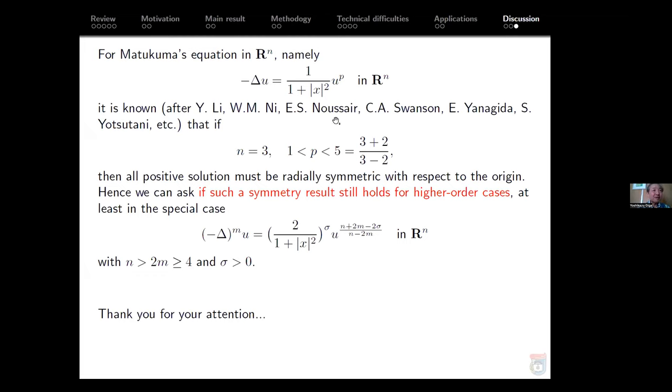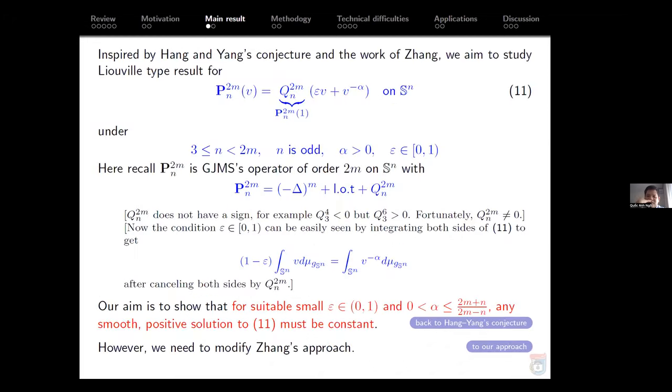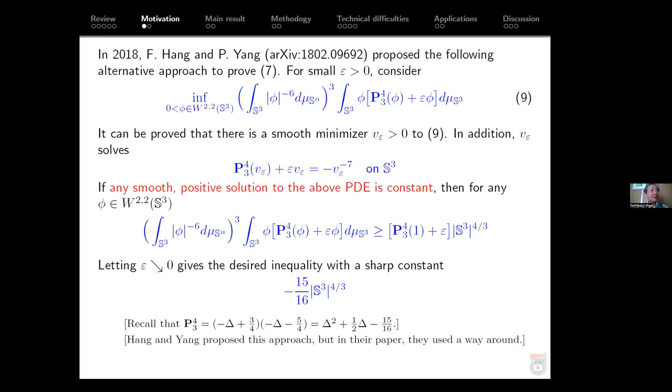So maybe let me start with a very simple question. What do you mean by the GJMS equation? What is the abbreviation? You mean the name, and also what exactly the object is?